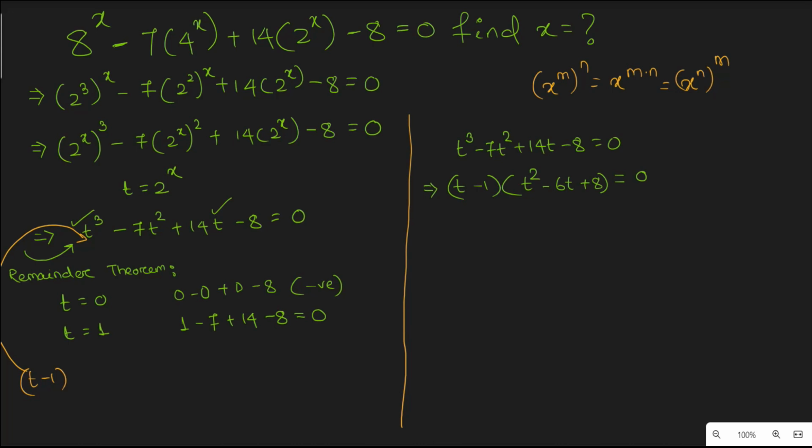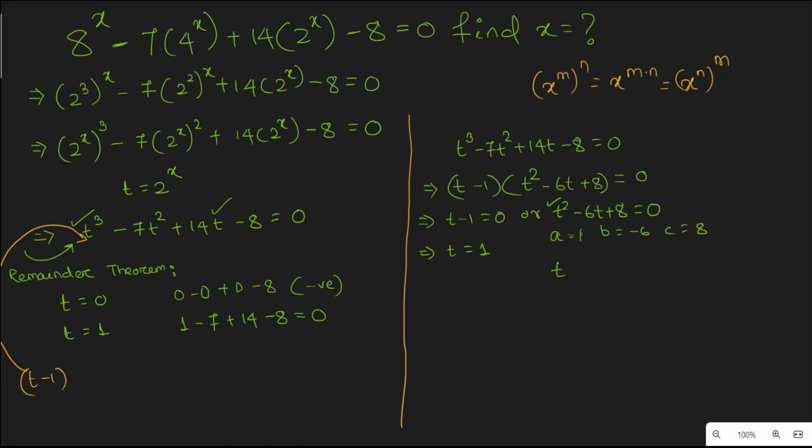So we can write the equation t cube minus 7t square plus 14t minus 8 equal to 0 is equal to t minus 1 multiplied with t square minus 6t plus 8 is equal to 0. It means we can write t minus 1 is equal to 0 or t square minus 6t plus 8 is equal to 0. Here t minus 1 equal to 0 means t is equal to 1. For this equation, as you know, it is a quadratic equation, and in this quadratic equation a is equal to 1, b is equal to minus 6 and c is equal to 8.